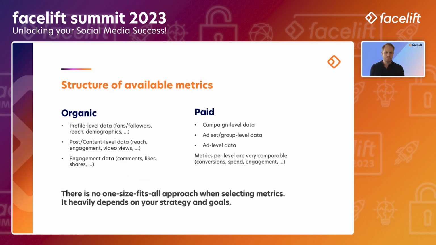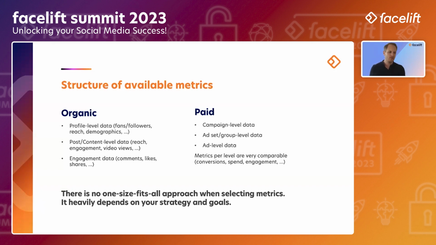In general, for the organic side, you would usually have metrics on three different levels. It's on a profile or page level, things like fan numbers, follower numbers, demographics, and so on. You have KPIs on a content level, so for each and every post, things like reach, engagement, video views, etc. And then you have the engagement itself, like comments, likes, shares, the things that happen one level below. So these are usually the three levels where you could measure KPIs.